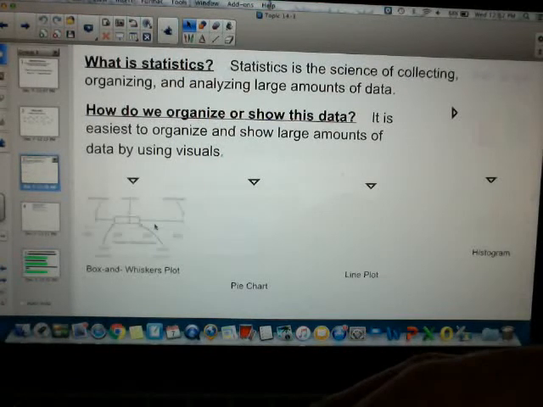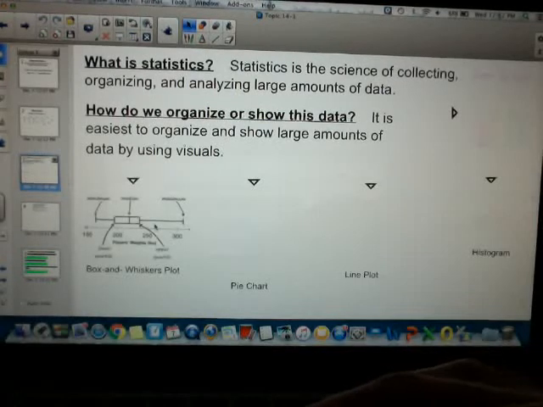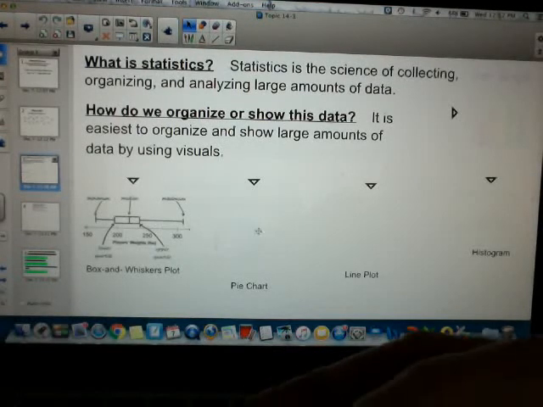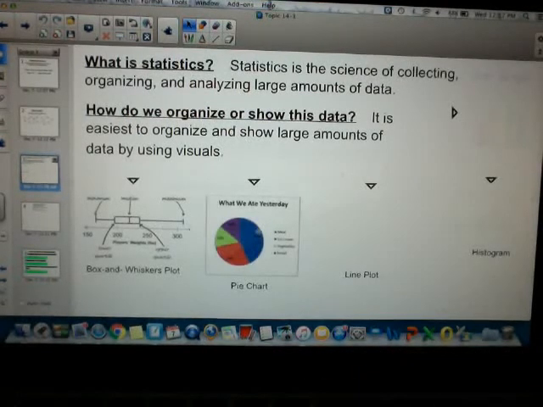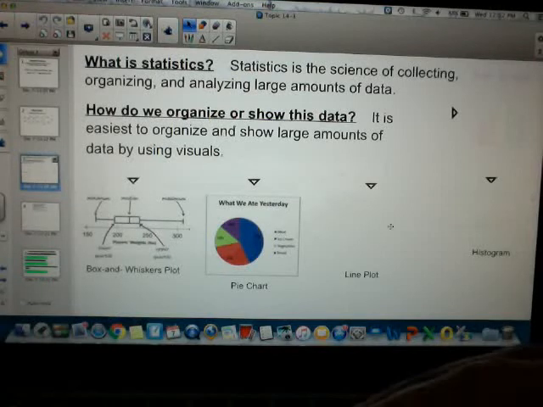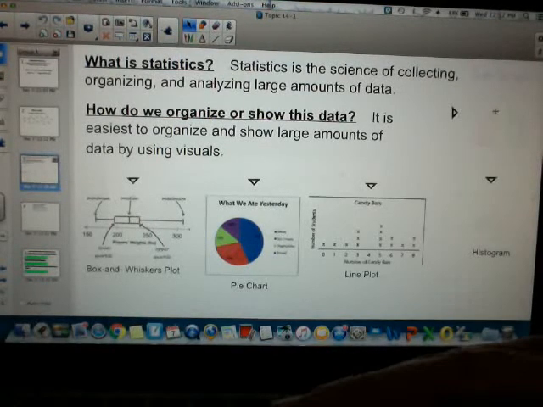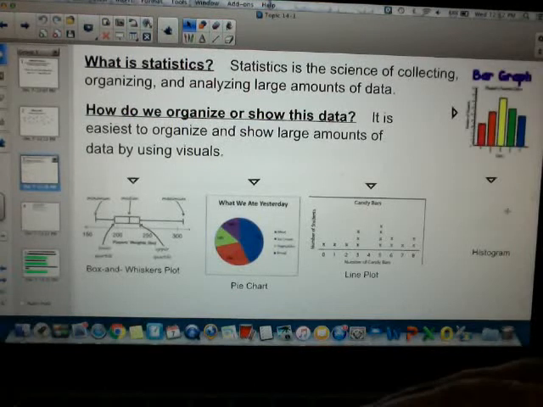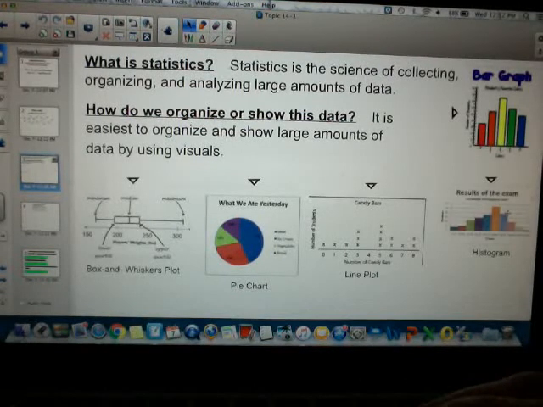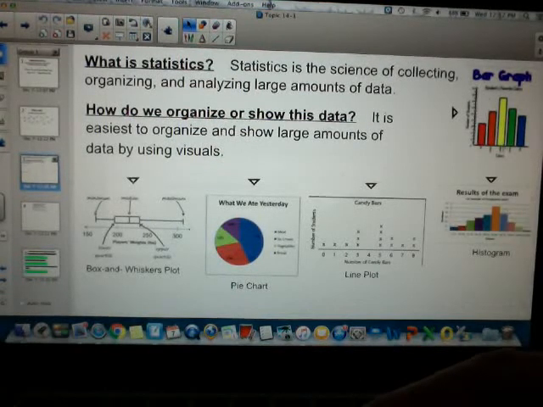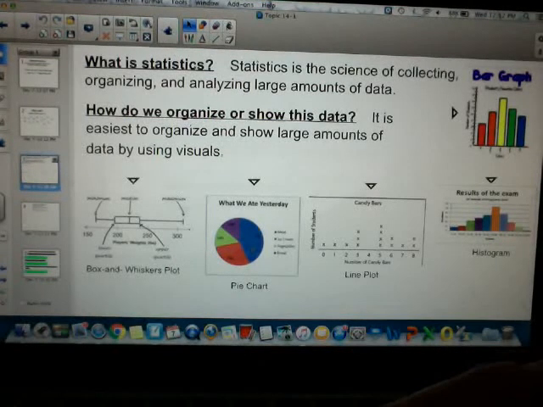Visuals such as the box and whiskers plot, the pie chart, the good old line plot, the bar graph, and the histogram. Okay? Now, these are all various ways in which we take large amounts of data and put them into something visual so that we can make sense of them right away.